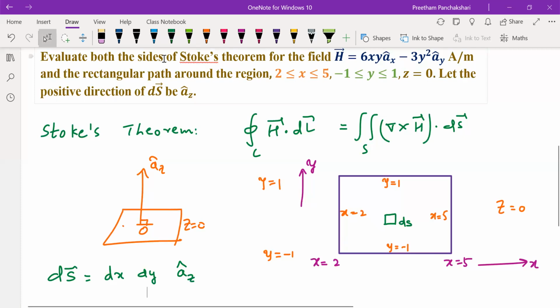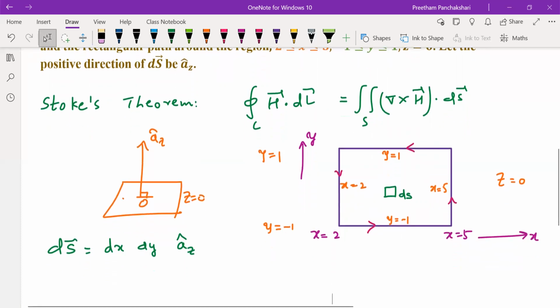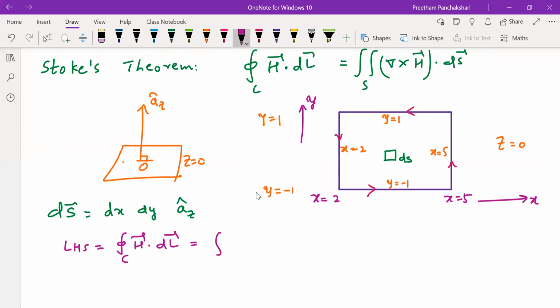Let us go for the Stoke's theorem, that is line integral of H on the path. So on the path H has to be evaluated. Let us choose the direction of evaluation for the path. Consider the left-hand side of the Stoke's theorem, that is closed loop integral of H. This closed loop integral, I would like to split into four paths which are different in directions. Let us take this as A to B, then B to C, C to D, and D to A.